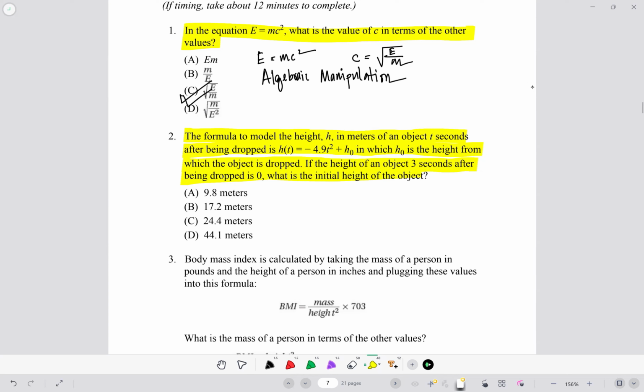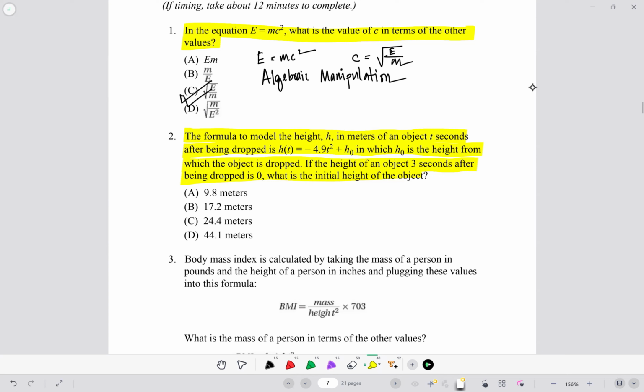So the formula to model the height h in meters of an object t seconds after being dropped is h of t equals negative 4.9 t squared plus h naught, in which h naught is the height from which the object is dropped. If the height of an object 3 seconds after being dropped is 0, what is the initial height of the object? Do you understand the question?